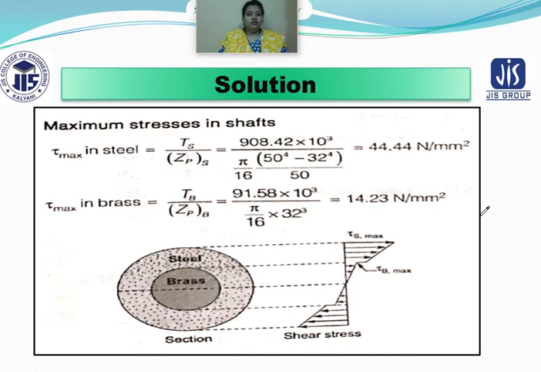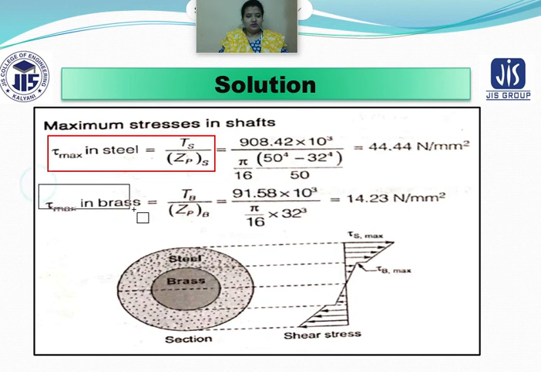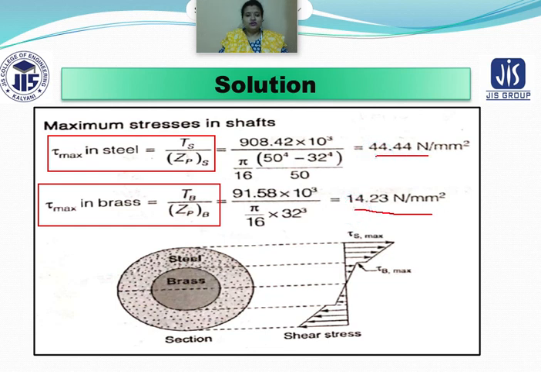Now you need to know what is the maximum stress that has been induced in the shaft. Well, you have already studied that maximum stress in the steel is equal to torque of the shaft by the polar section modulus, that is Zp. And the maximum shear stress in brass is torque in the brass by polar section modulus for the brass material. So after putting the value of the respective material, you have achieved the maximum shear stress for steel and maximum shear stress for your brass.